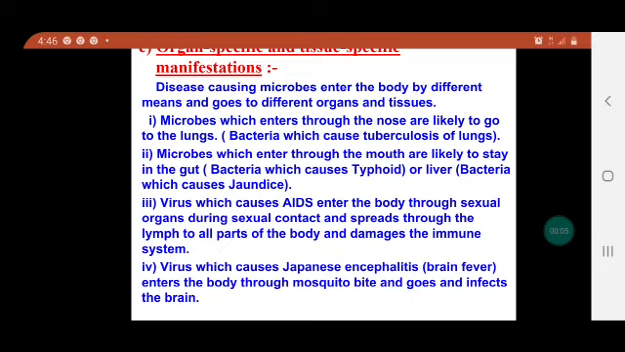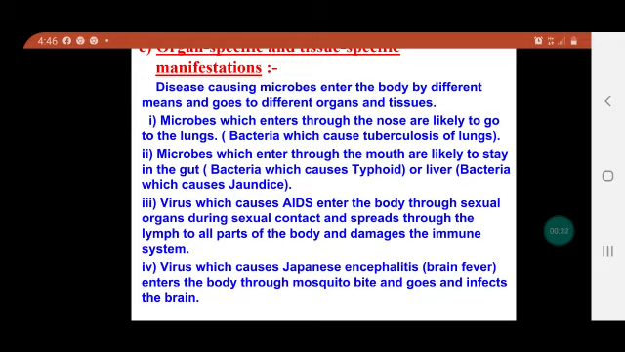Children, how does the malarial parasite enter your body? Yes, through mosquito bite. How does the common cold virus enter your body? Yes, through air. Right. So what I'm trying to say is different disease causing microbes enter the body by different means.